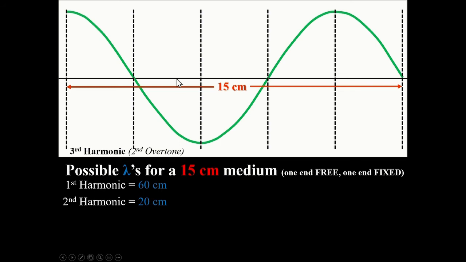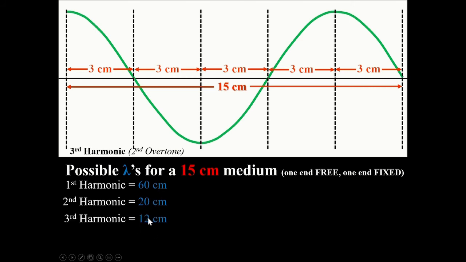1, 2, 3, 4, 5 quarters. So 15 divided evenly 5 times. Each part is 3 centimeters. So what's this wavelength? Well, a quarter is equal to 3, so the whole is going to be 4 times that.